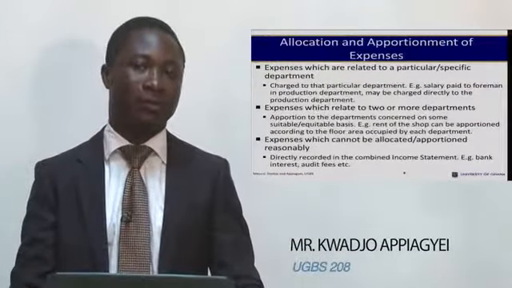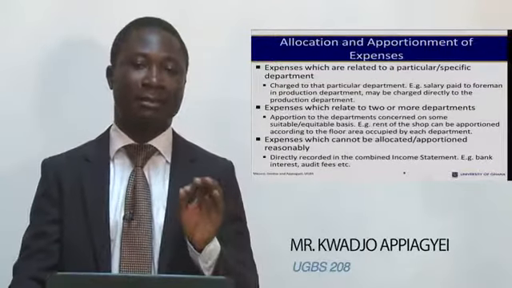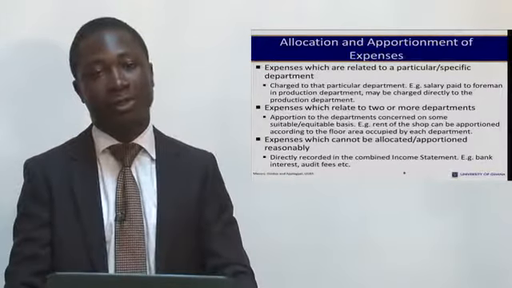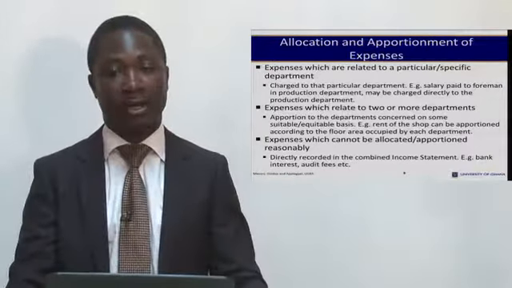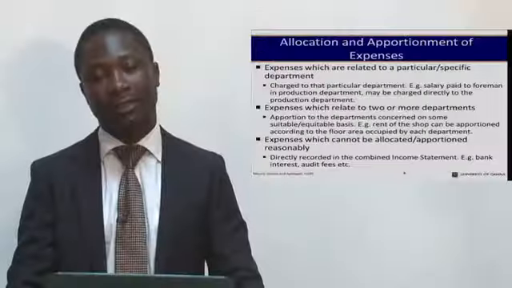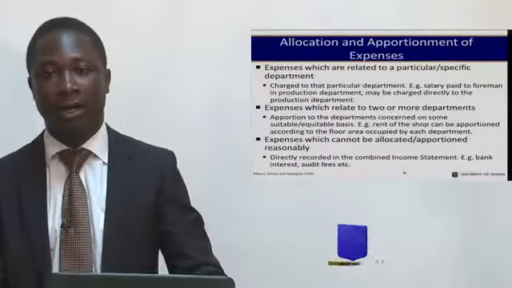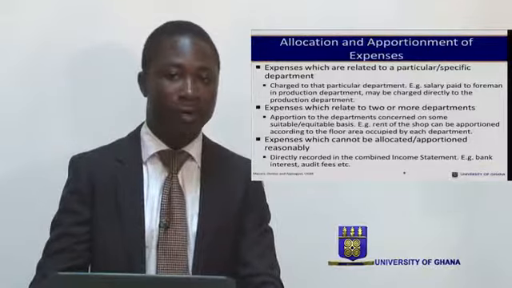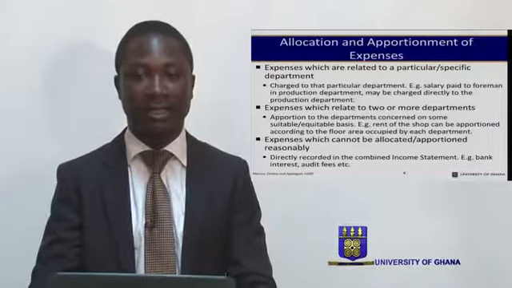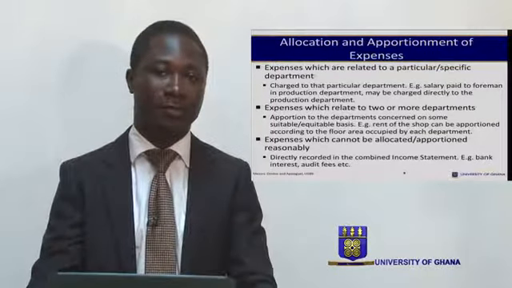Allocation and apportionment of expenses. There are some expenses which can be traced directly to a particular department, for which reason it becomes very easy. For example, the salary of workers working in the shoe department can easily be traced as an expense to the shoe department. Then, the salary for laborers in a construction unit of an organization can easily be traced to that particular department.